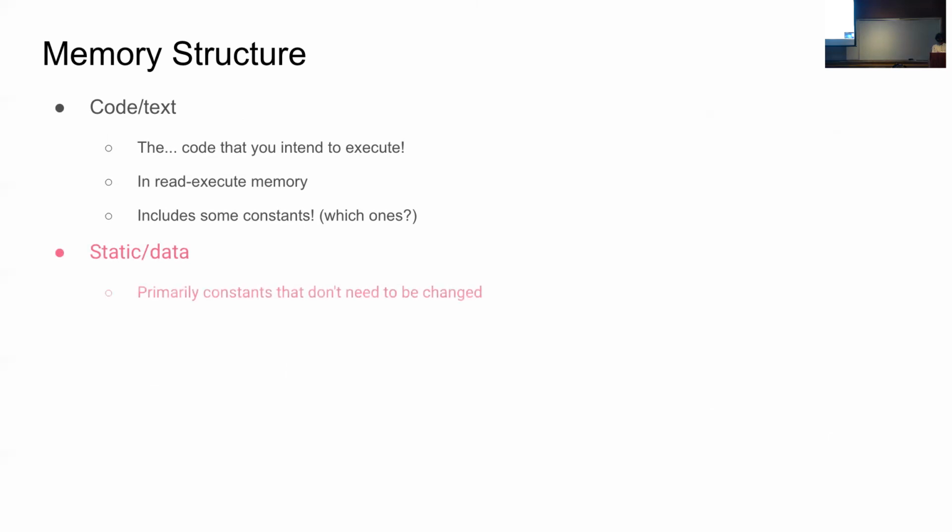Okay. So code is the code that you're executing. It's in read/execute memory, right? Static is basically constants that don't need to be changed. And this is stored in RAM, right? Random access memory. And this just refers to the state of memory. And it retains memory for as long as power is supplied. So like if your computer dies, like mine almost did, then it would basically lose its RAM because RAM needs power to store. Right? And this can be changed, actually.